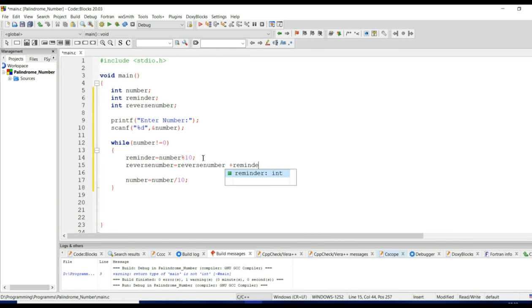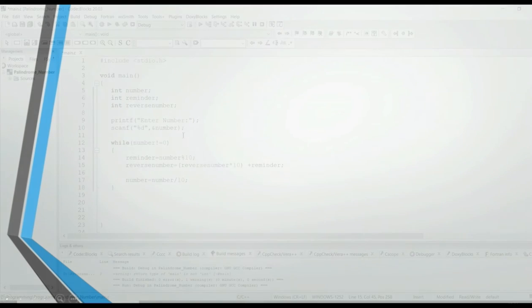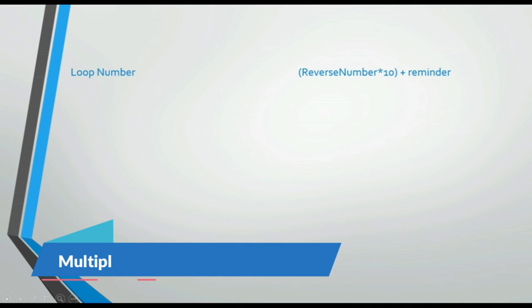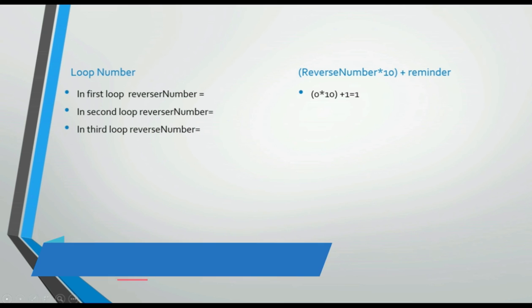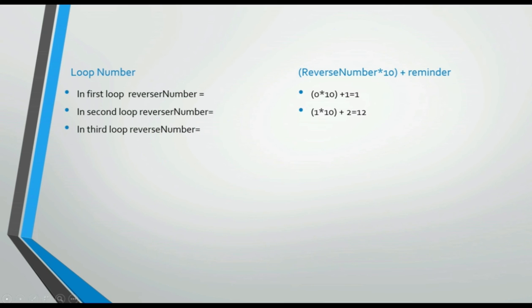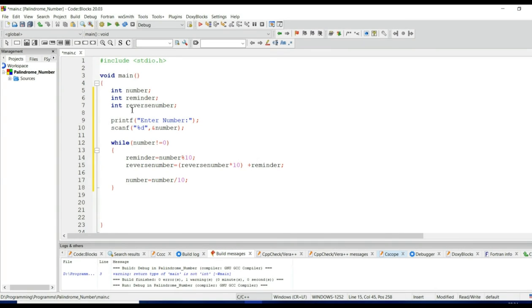The first value of reverse number will be 0 because it has not been assigned, and we also multiply it by 10. So why did we multiply it by 10? Let's understand. Here we have the first loop, second loop, third loop. For example, here we have 121. In the first loop, the value will be 0 multiplied by 10 plus 1, so it will be 1. Then 1 multiplied by 10 is 10, plus 2, 12. And then 12 multiplied by 10 plus 1 is 121. So that's why we multiplied reverse number by 10.